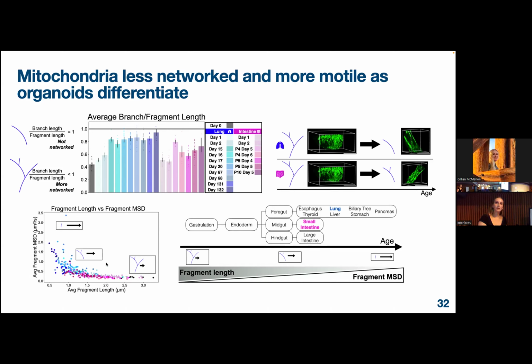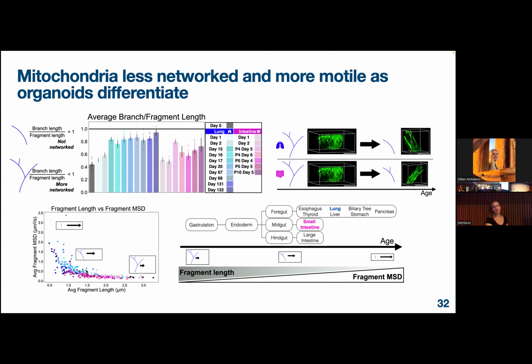But then if we also consider the color of the data, so the blue for the lung, pink for the intestine, black for the stem cell, we see a trend of stem cell into intestine into lung, where our stem cell data shows very little movement in the mitochondria with high levels of networking, and our lungs show much more movement of the mitochondria with less networking, and our intestines lying in between.